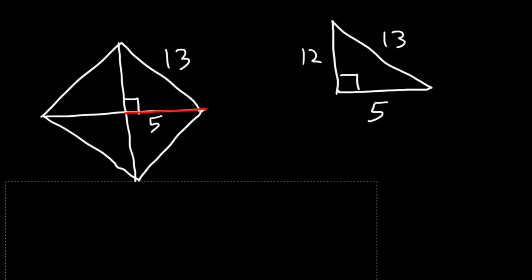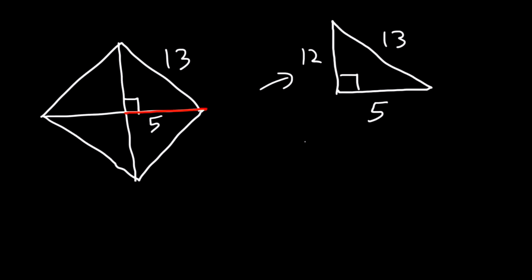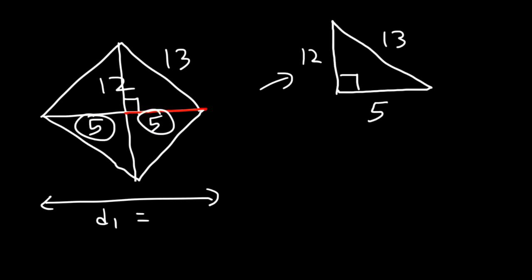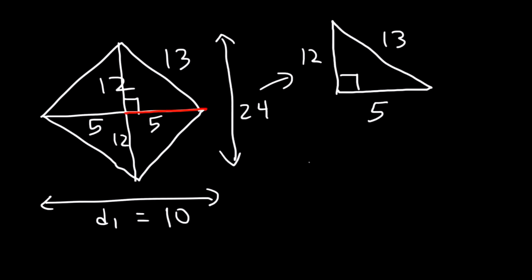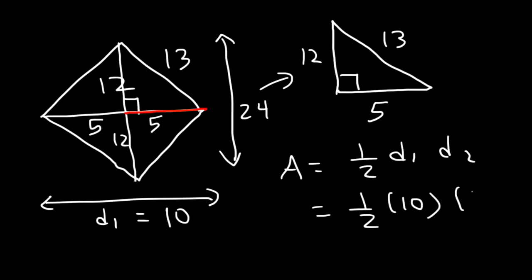Now that we know what the missing side is, you can also use the Pythagorean theorem to get 12 if you want to. You can use a squared plus b squared equals c squared to get the same answer. But once we have the missing side, we now have the length of the two diagonals. So diagonal 1 is 5 and 5. These two sides are equivalent. So diagonal 1 has a length of 10. Diagonal 2 has a length of 12 plus 12, which is 24. So a is equal to 1/2 d1 d2. So it's 1/2 of 10 times 12. Not 12, but 24.